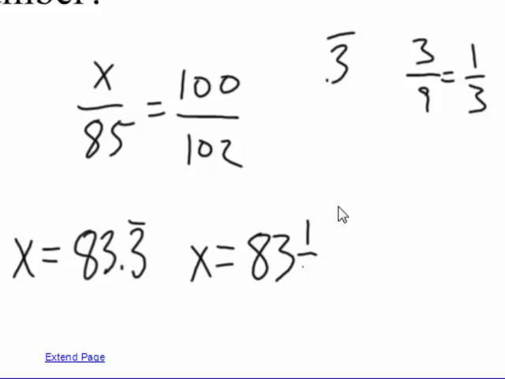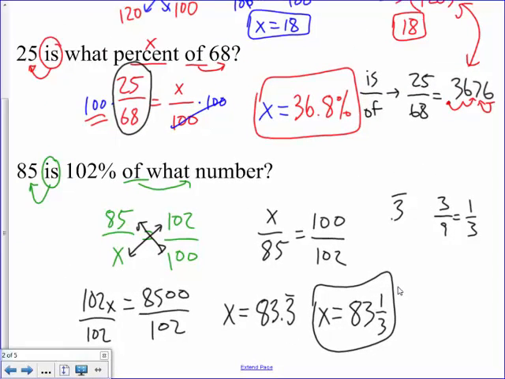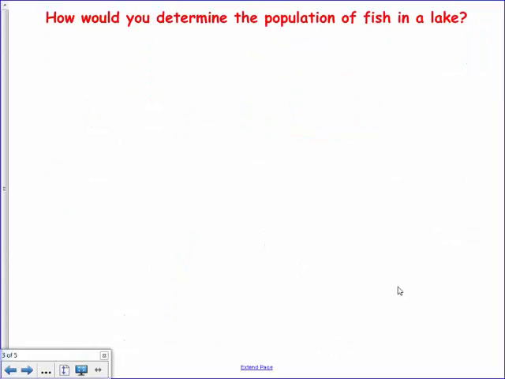So 83 and 1/3. We want to try to be as exact as we can now that we're in algebra. All right, so now let's look at our recapture. It says, how would you determine the population of fish in a lake? Well, you can't count them, and you can't catch every single fish. So how could you do that? Well, you could do it with your proportional thinking.